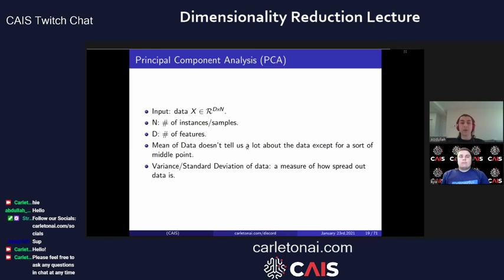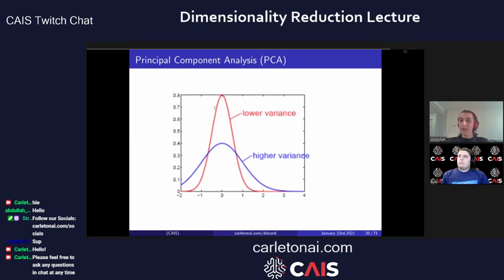So just some preliminaries. The input to our algorithm is simply data x, where we have n samples and d features. And if you think of it, now we're going to go into a bit of a background, right? So the mean of the data does not tell us much about the data except some sort of a middle point, right? That's why we always look at variance or standard deviation, because along with the mean, it really gives us a lot more understanding of what the data looks like, right? So for example, if you look at these two data sets, the red and the blue one, they both have the same mean, but they really look very different from each other, right?